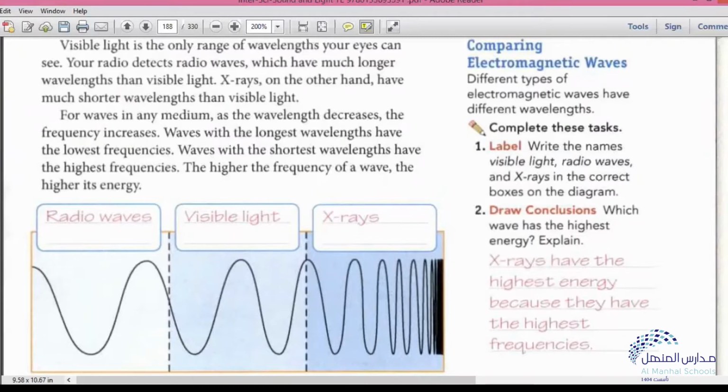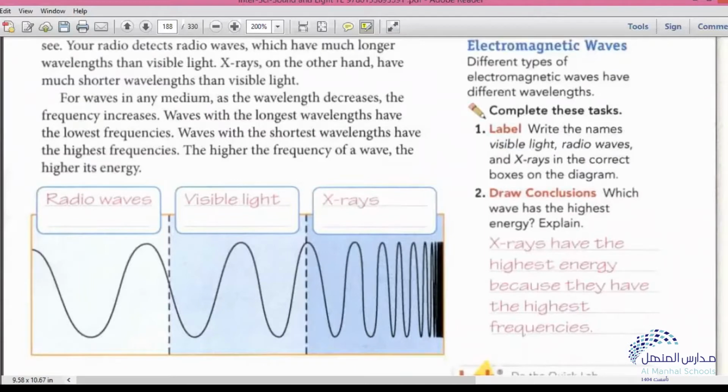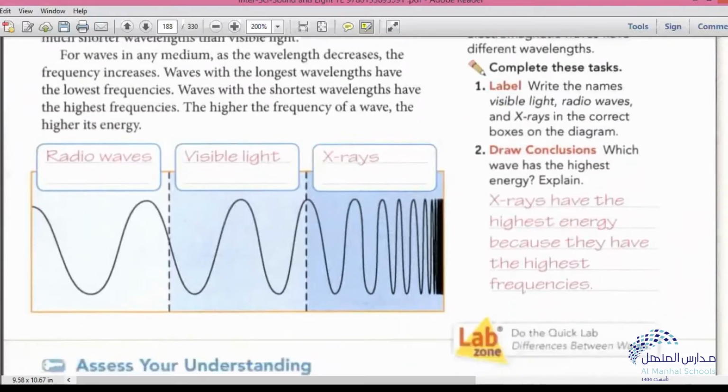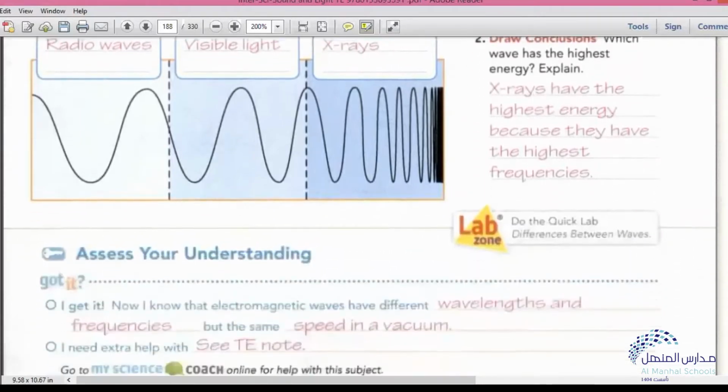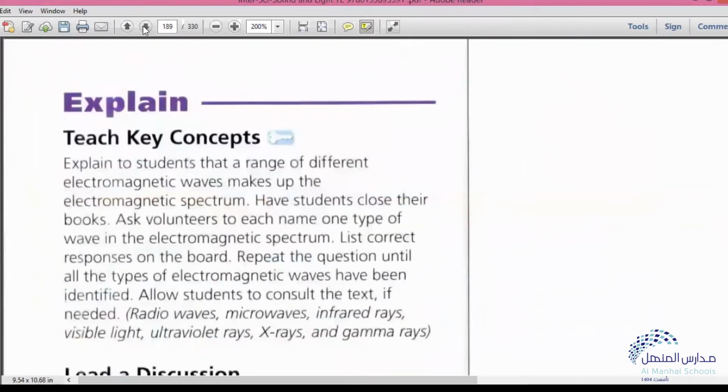High frequency means high energy. High frequency means low wavelength, right? To assist your understanding, now I know you should know the electromagnetic waves. They have different wavelengths and frequencies, but the same speed in vacuum, which we said before is the speed of light, which is 300,000 kilometers per second. Do you remember that? Moving to the next page, which is page 73.